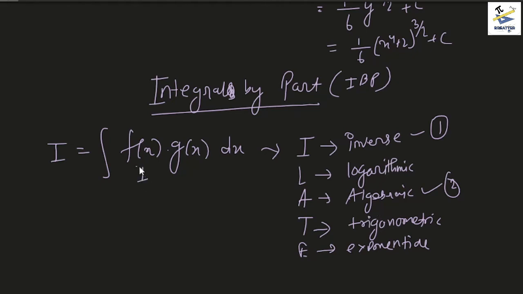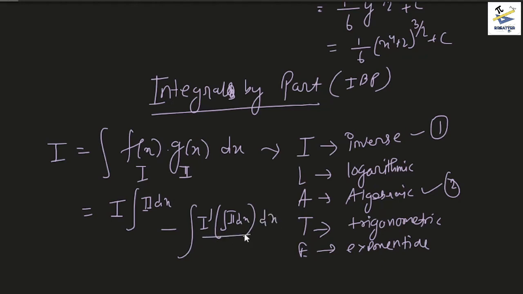So let us name here f(x) as function 1 and g(x) as function 2. Then what it gives you is function 1 times the integral of function 2 dx, minus the integral of the derivative of function 1 times the integral of function 2 dx, and the integration of this whole. So this is how it works. You take the first function and multiply it by the integral of the second, and subtract from it the integral of the derivative of the first function times the integral of the second function.